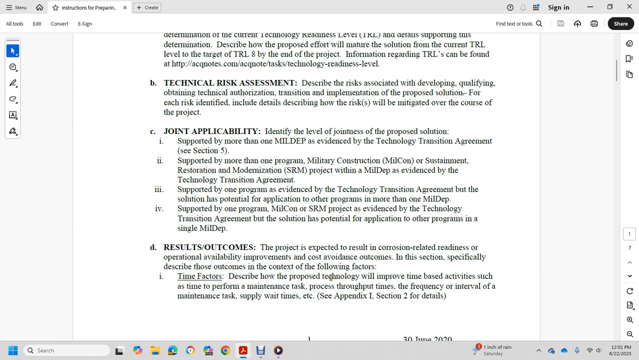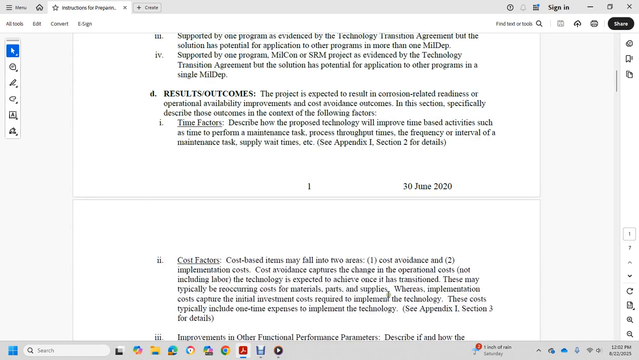Time factor. Describe how the proposed technology will improve the baseline activities, such as the time to perform the maintenance task, the process throughput, and the frequency or interval of the maintenance task, supply weights, etc. See Appendix 1, Section 2 for details.